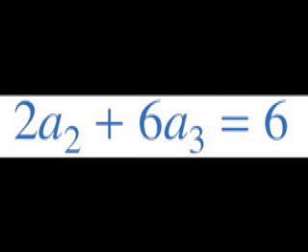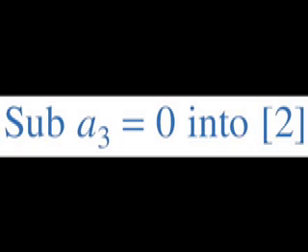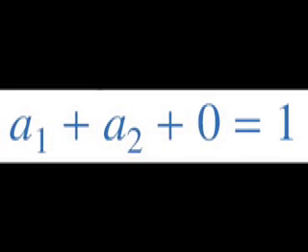Our third equation, 2a2 plus 6a3 equals 6, and our fourth equation shows that 6a3 is equal to 0. Now we start solving those simultaneously. Now because 6a3 equals 0, that means a3 is equal to 0. We can substitute that into equation 2, and we find that a1 plus a2 equals 1.